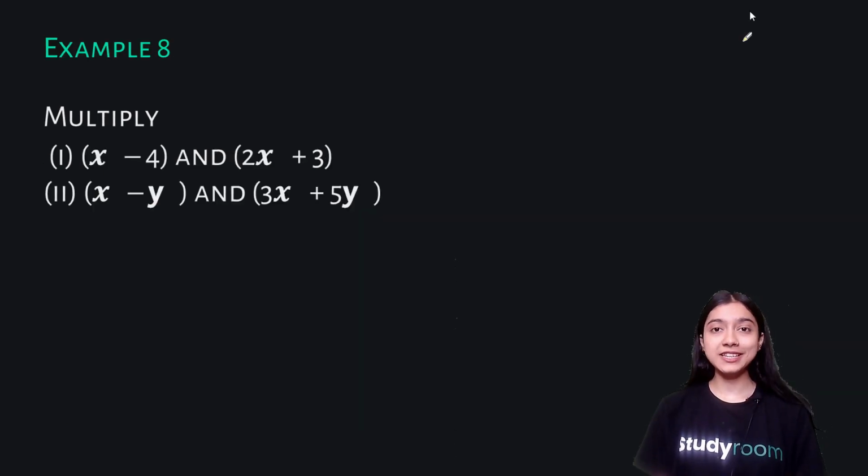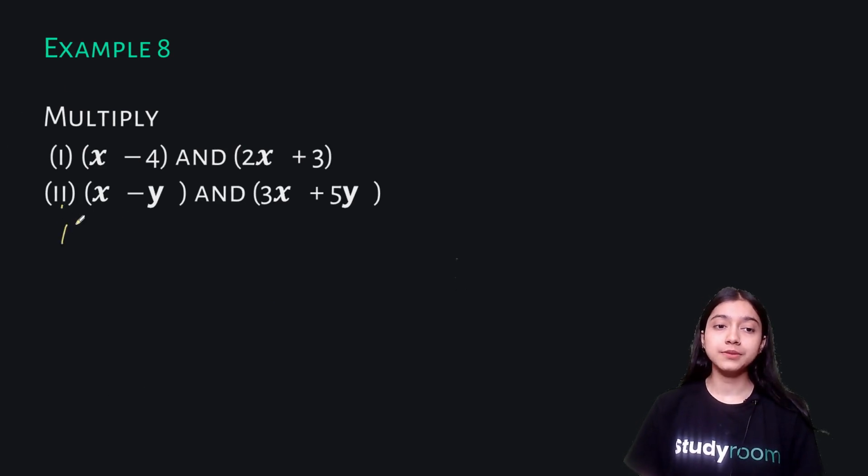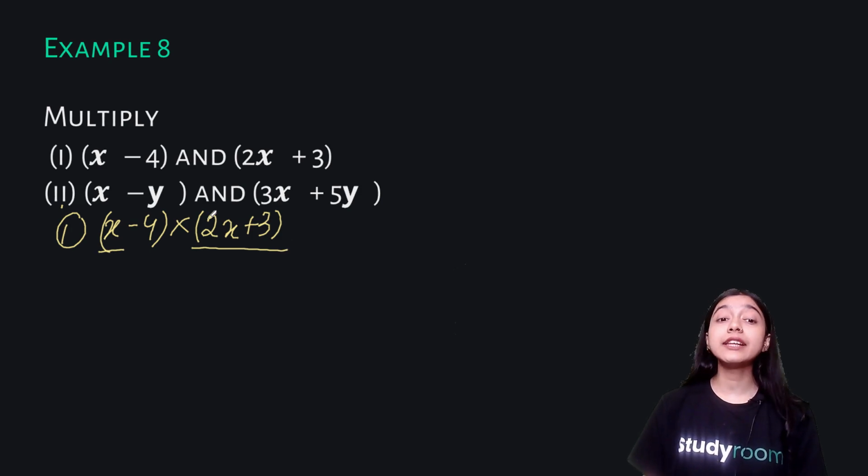Now let us try some other examples of multiplication of binomials. So the first question that we have over here is x minus 4, and it is multiplied with another binomial, that is 2 times x plus 3. So how to do this? We will take the first term of the first binomial and multiply it with this entire second binomial. Then we will take the second term of the first binomial and multiply it with the entire second binomial. So first we will take the first term of the first binomial, that is x, and multiply it with the entire second binomial, that is 2x plus 3.